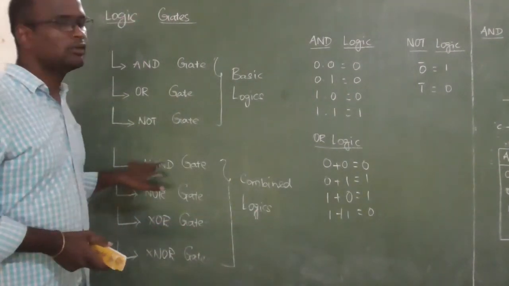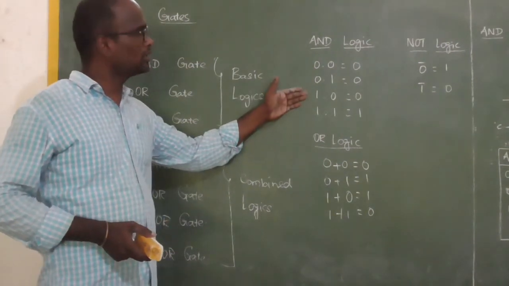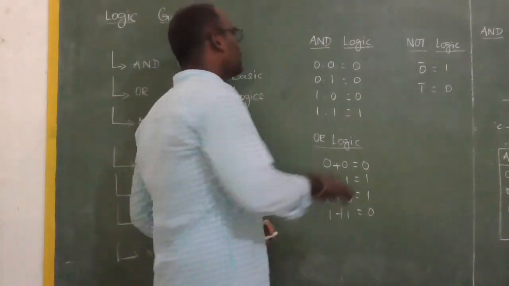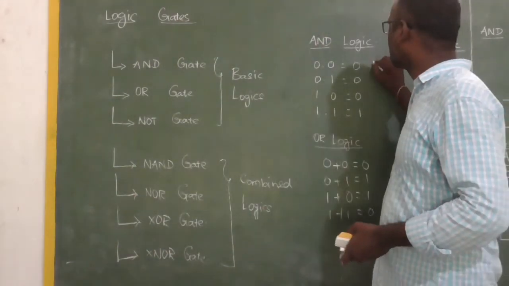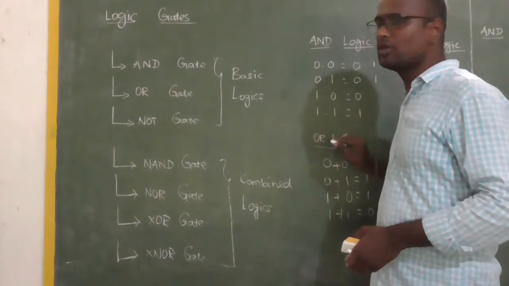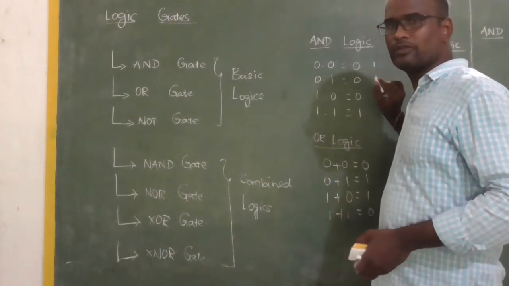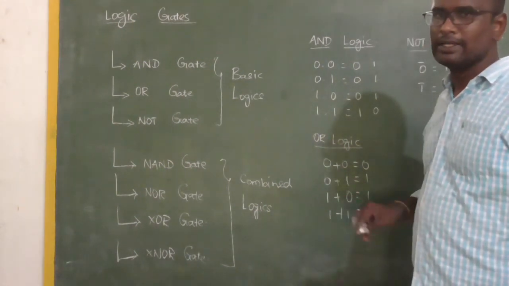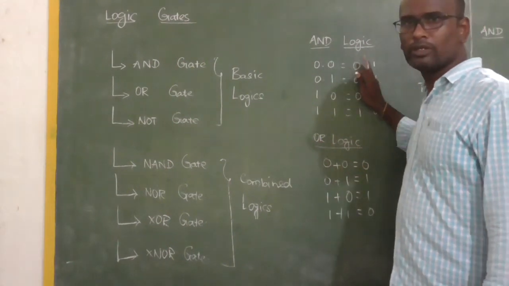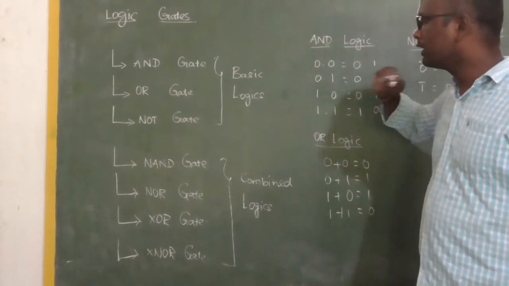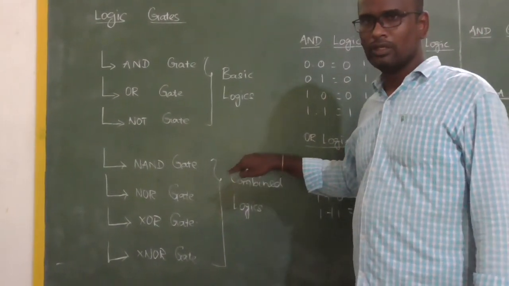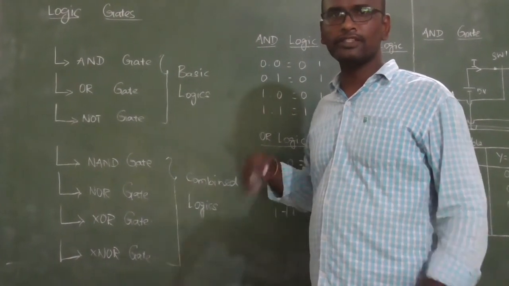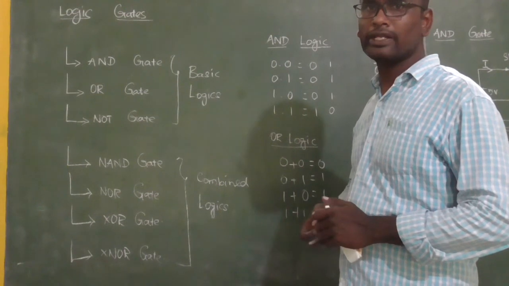But the NAND gate will provide, for the same input combinations, the opposite of the AND gate logic. That means the NAND gate will provide 1 for 0 0, 1 for 0 1, also 1 for 1 0, and finally 0 for the 1 1 condition. That means it is providing the opposite output of the AND gate, so it is called the NAND gate. Understand? So the NAND gate means not AND gate, that is negative AND gate, we can say.